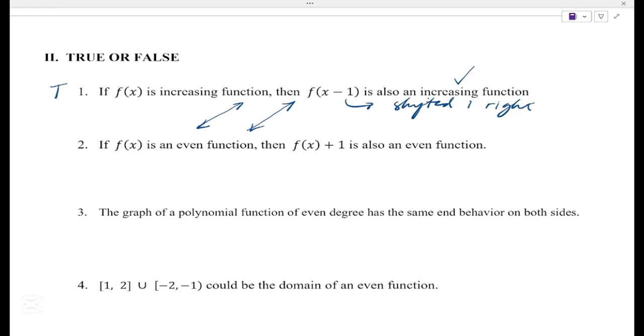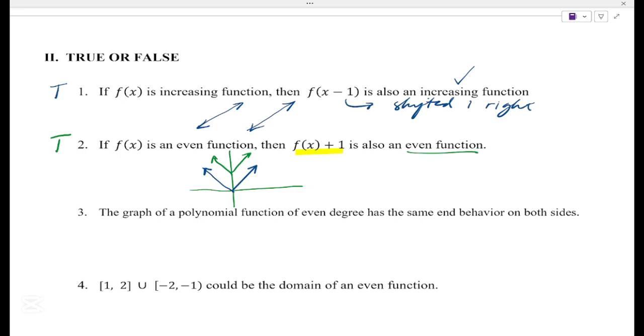Then for question number 2, it says that if f of x is an even function, then f of x plus 1 is also an even function. So let us create an example of an even function. The most common example of an even function is the absolute value function. So if this is an even function, then f of x plus 1 means this is shifted 1 unit upward. If we shift this graph 1 unit upward, you can still see that this is an even function. So this is again true.